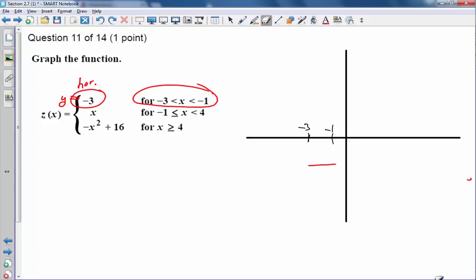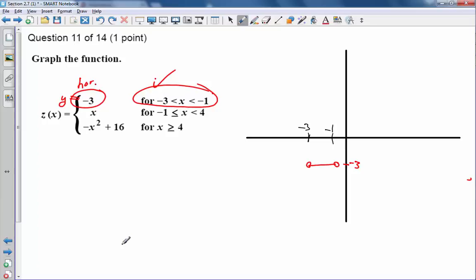Question. What do we do with the end values? Are we going to fill them in or leave them empty? Holes or filled in dots? On the left side and right side, what do you see? Holes, because no equal signs here. One hole, another hole. And again, this level is -3. So this hole is sitting at -1, -3, and this is at -3 and -3. We're done with the first one.